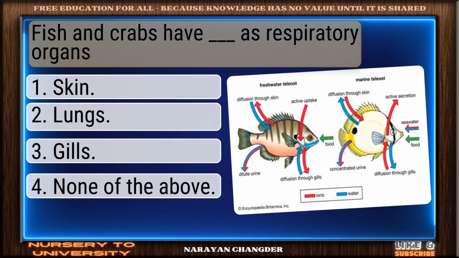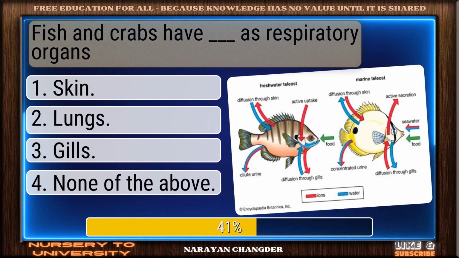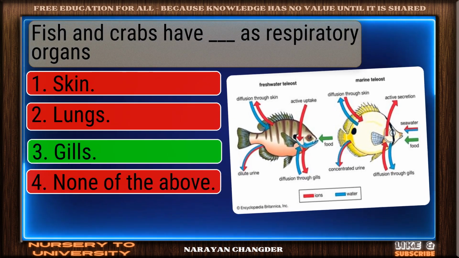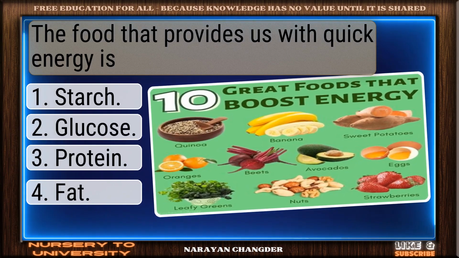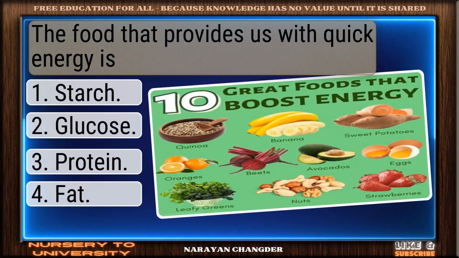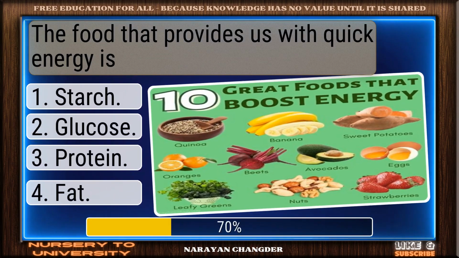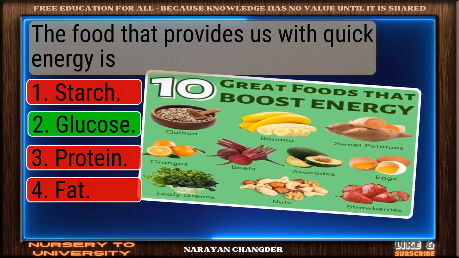Question number 36. Fish and crabs have dash as respiratory organs. Smart move. Gills is an accurate answer. Question number 37. The food that provides us with quick energy is? Sharp thinking. Glucose is the right choice.